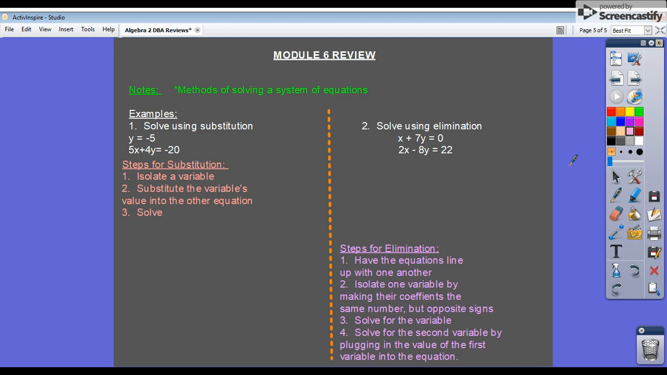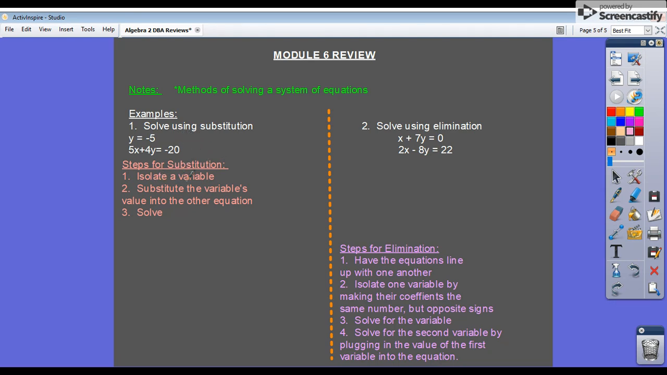We're solving a system of equations for Module 6. Please make sure that you know the methods to solving a system of equations. Two of the methods are substitution and elimination, which we'll go over today. So steps for substitution, I'm going to follow along with my given system here.